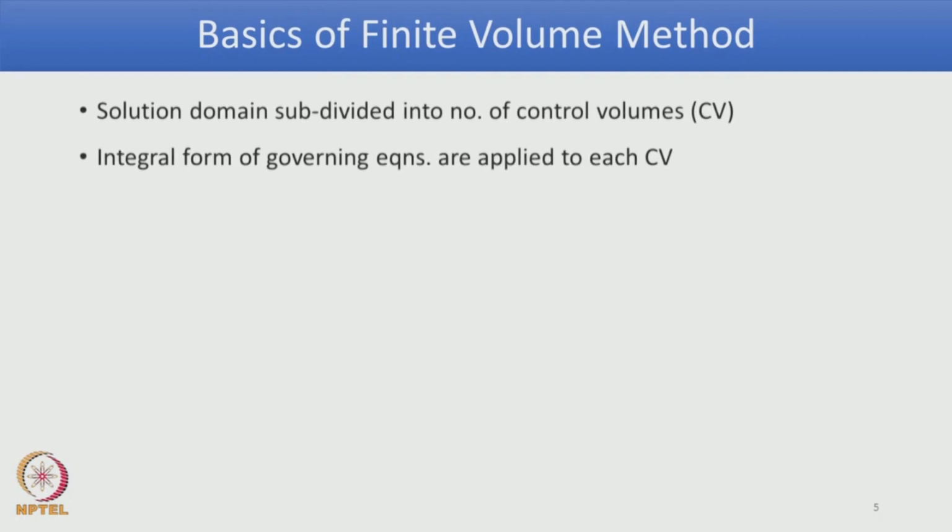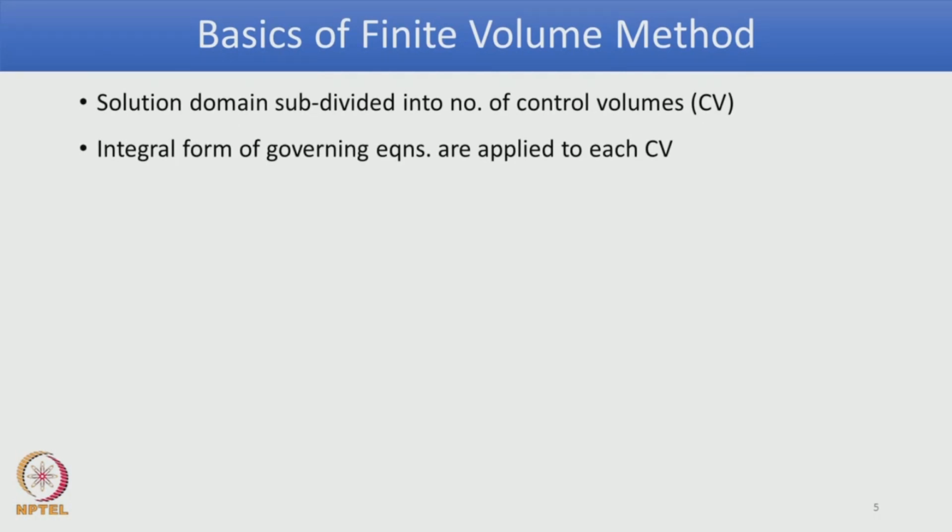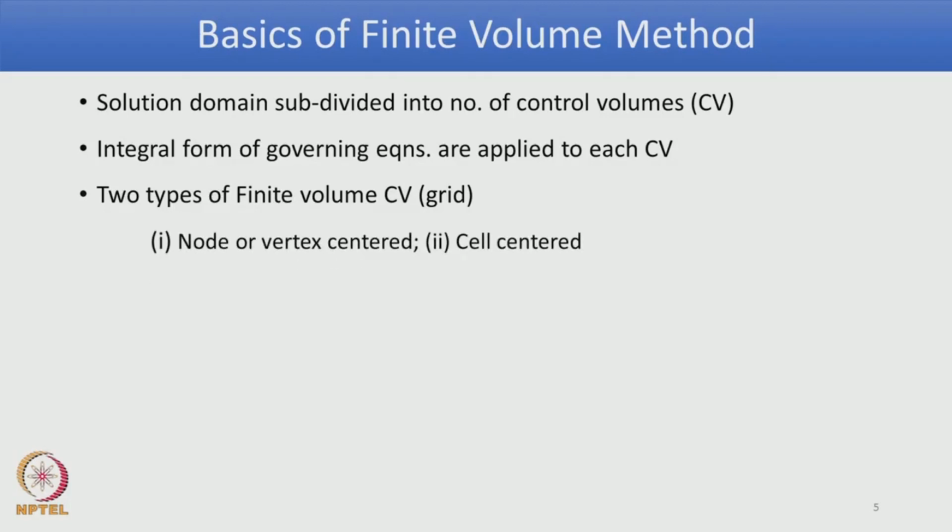So, in finite volume method we divide the domain into a number of control volumes. Then we learnt governing equations in 2 forms, one is a differential form, another one is an integral form. So, in finite volume method we will mostly use the integral form of the governing equation, and this is applied to each control volume. In general, there are 2 types of control volume grid. One is called node or vertex centered method, other one is called cell centered method.